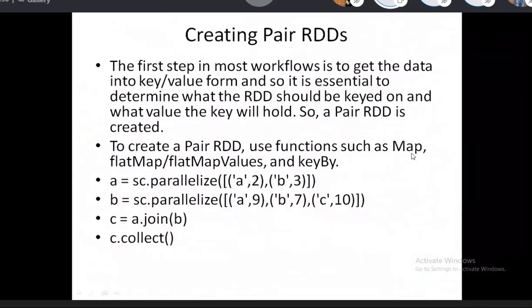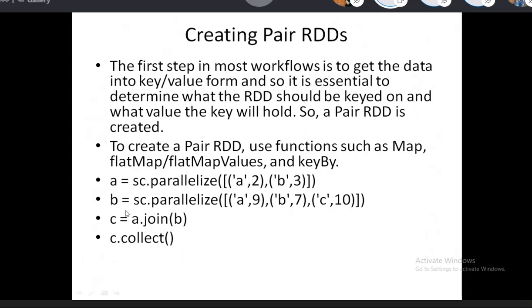So this is your pair RDD. In case you want to create a pair RDD, like your dictionary, it is a combination of keys and values. That is called a pair RDD. In case your RDD has a combination of keys and values, that is called your pair RDD.